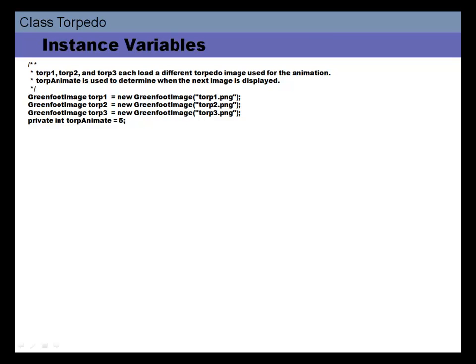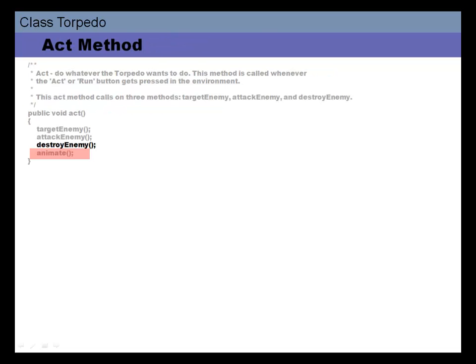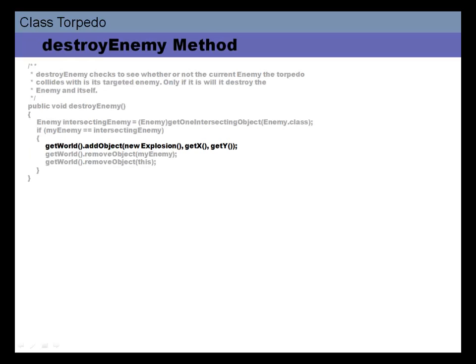Now open class Torpedo, adding the following three image variables, and torp animate, which is used to determine when to display the next image. Outlined here is destroy enemy, which is incorrect. Instead, add animate. You will, however, add the following line to destroy enemy, which will add an explosion object at the coordinates of the torpedo.